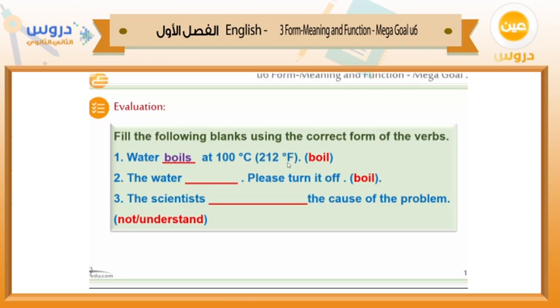Excellent. Now, the water, the same word, boil. Please turn it off. It means that something is happening now. So what can we say? The water is boiling. Excellent. Okay. The scientists not understand the cause of the problem. So we want to use the negative form. The scientists don't understand the causes of the problem.